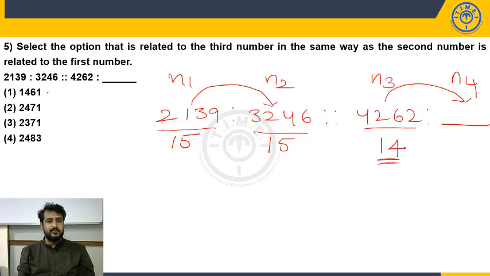1 plus 4 plus 6 plus 1 is 12. 2 plus 4 plus 7 plus 1, 6 plus 7 is 13, plus 1 is 14. Perfectly matching. 2 plus 3 plus 1 is 13? Then 2 plus 4 is 6, plus 8 is 14, plus 3 is 17. So in which option do we have the sum of the digits as 14? Second option. So what is the required number? 2471. Choice 2. 2471.